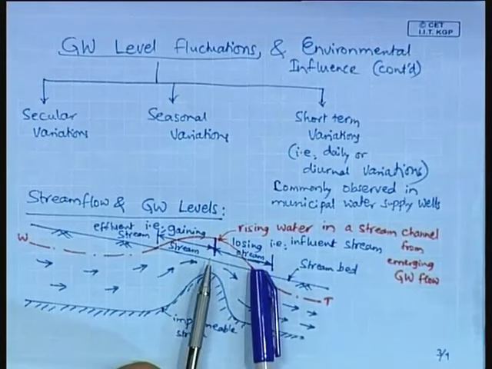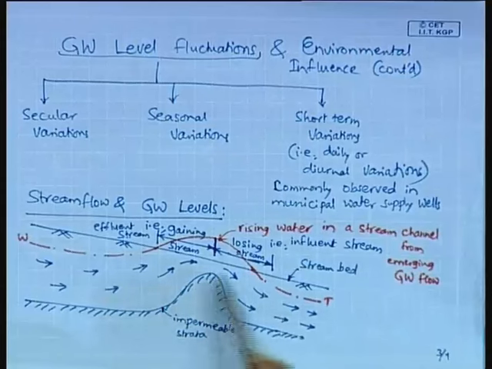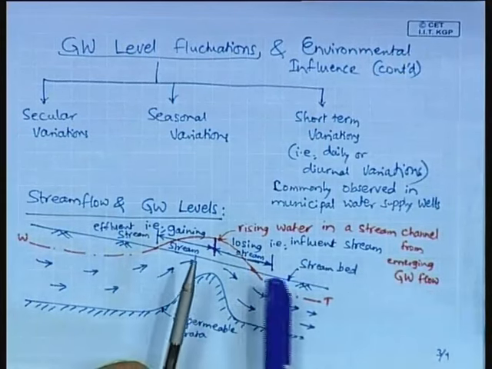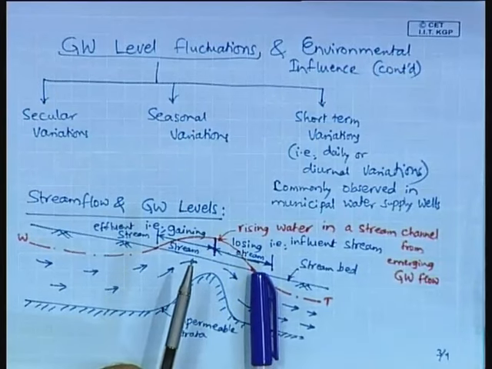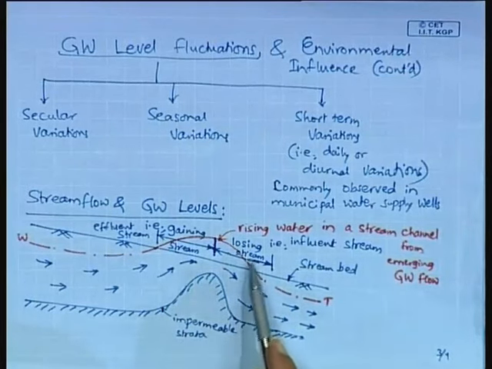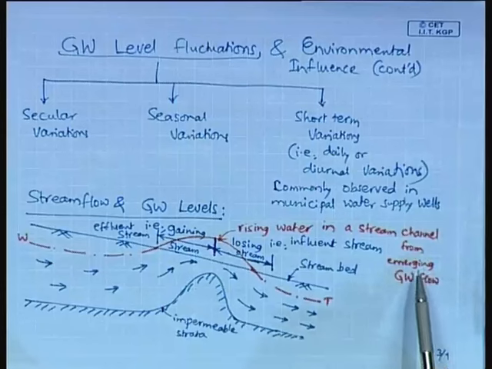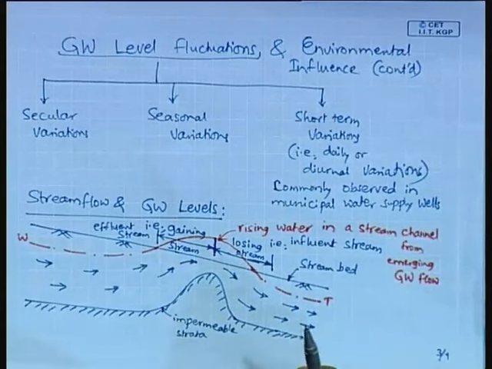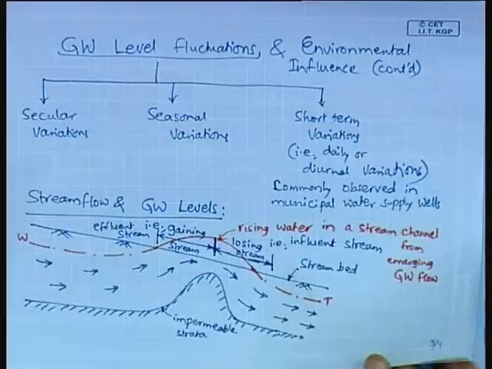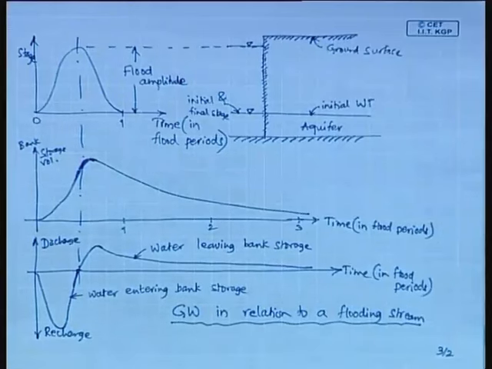So in this case, because of the water table being higher than the water table in the adjacent one, the stream will lose water through infiltration occurring at the bed as well as the banks, so therefore it will be acting like a losing stream or an influent stream. And in the middle portion, it is the rising water in a stream channel from the emerging groundwater flow. So this is how the stream flow will affect the groundwater level. So many times the effect of the stream flow on the groundwater level is also visible, especially in case of floods, the flood wave.